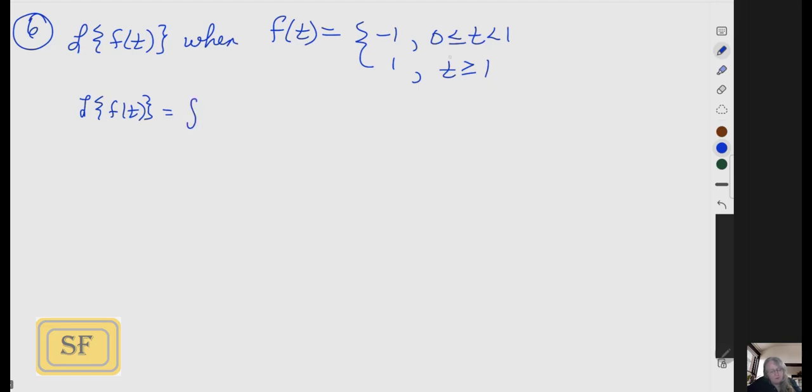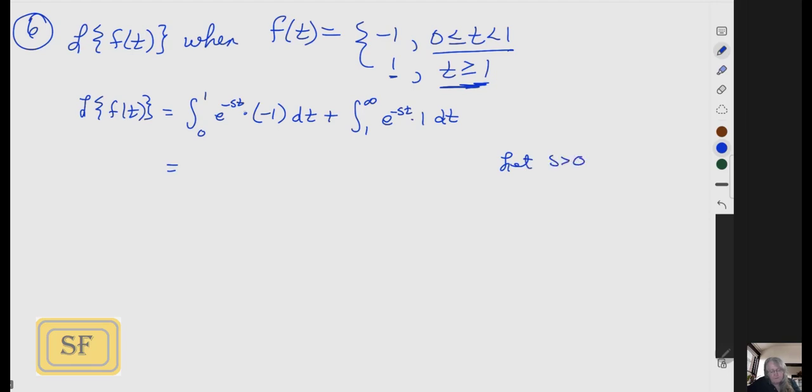Let's see, this is broken up into two different intervals, 0 to 1, and then I have e to the negative st times f of t. On this first part, we have negative 1 dt, plus on the second part, we have 1 to infinity, e to the negative st times 1 dt. And then I'm going to, off to the side, let s be greater than 0, so that that exponent goes to 0.